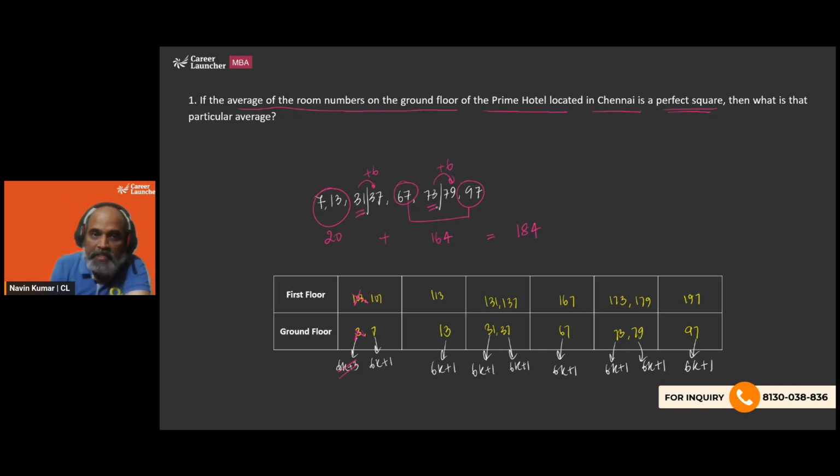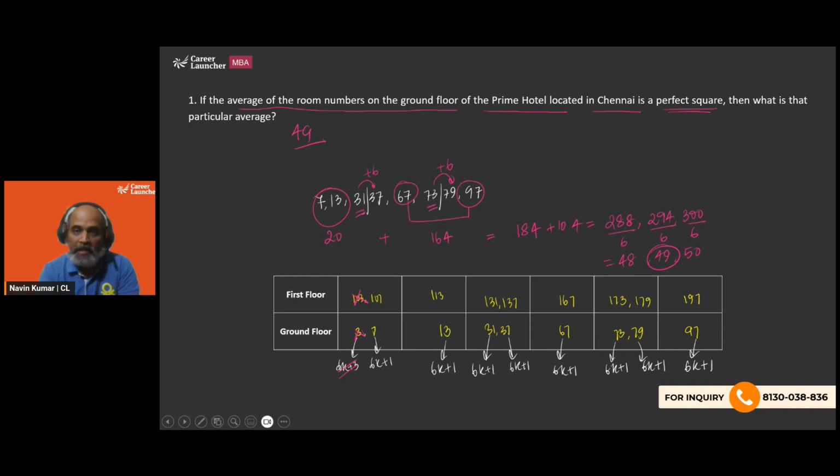So let's pick 31 and 73. This is going to be another 104. So this turns out to be 288. Now, it could be 288, or we can add 6 to it, which is going to give us 294, or we can again add 6 to it. So if these are the different sums possible, and we divide by 6, this is going to give us 48, this is 49, and this is 50. So 49 is the only perfect square we can have as the average of the room numbers for Chennai.